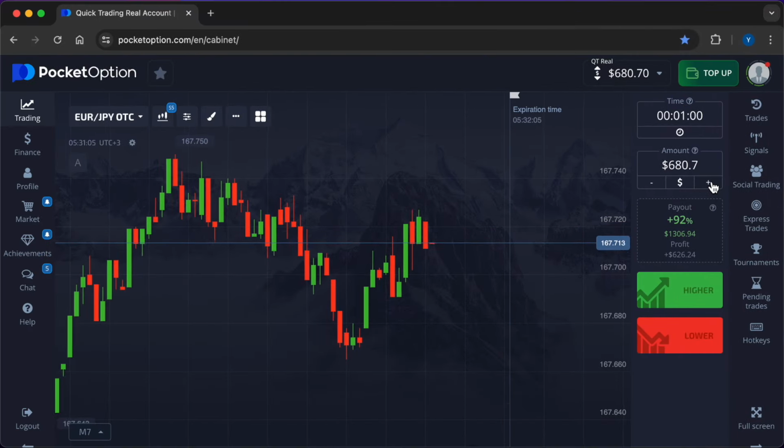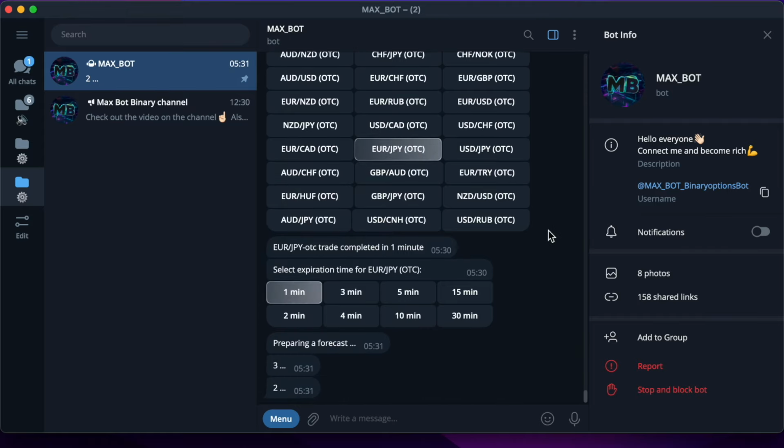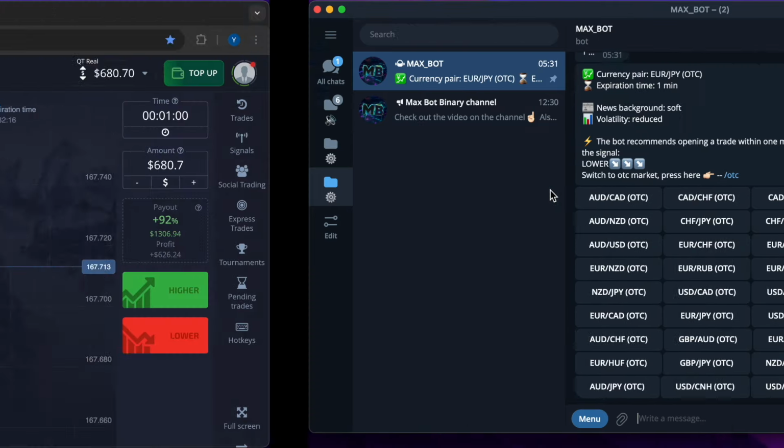After another successful transaction, it was time for the final transaction. The investment is $680.70. The signal is lower.